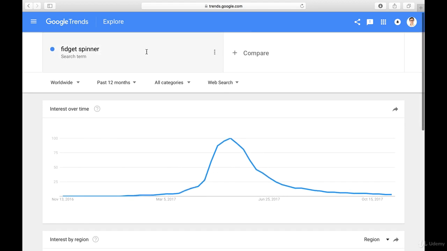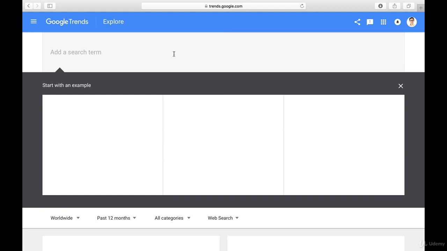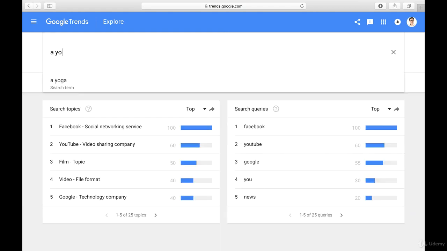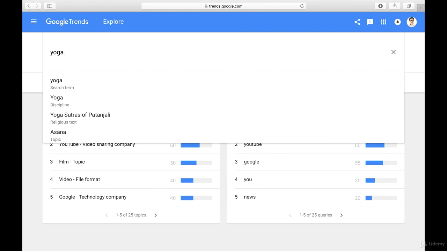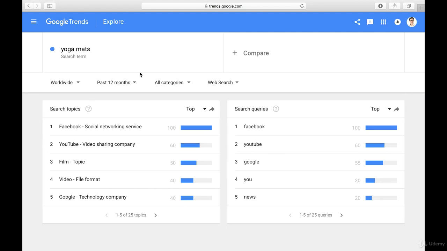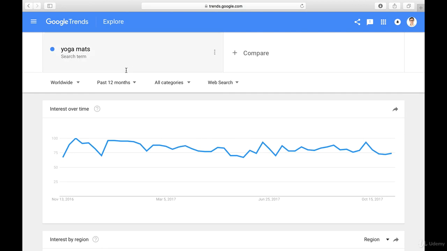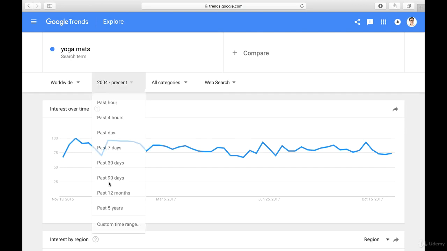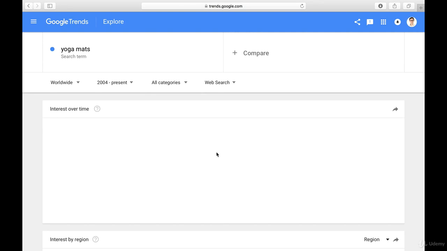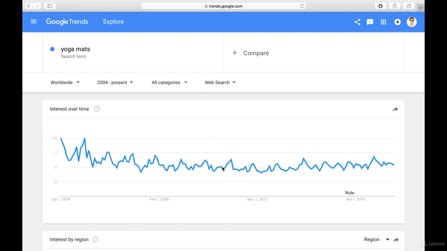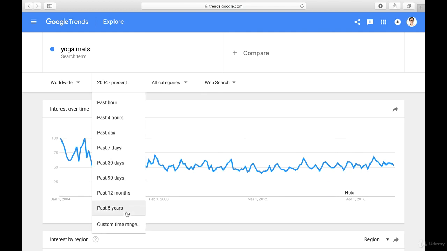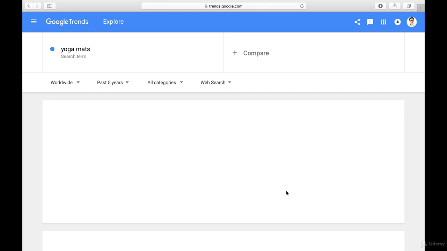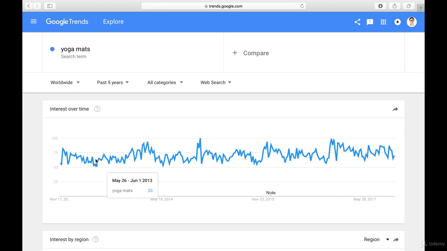For instance, in 2014, I was one of the first ones who actually imported products from China and sold them here in Germany. At that time I was selling yoga mats, and I did not know of this keyword tool right here. So let's actually look for yoga mats. What you can see is that over time, this one got more popular. So let's go back to 2004 until present. What you're going to see is that it is going up. Actually, it's going up a little bit when you look at the five-year term. In the last 5 years, the interest actually went up for yoga mats. It's a little bit, but it went up.